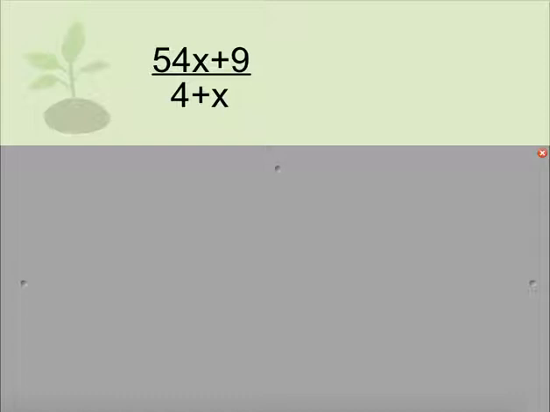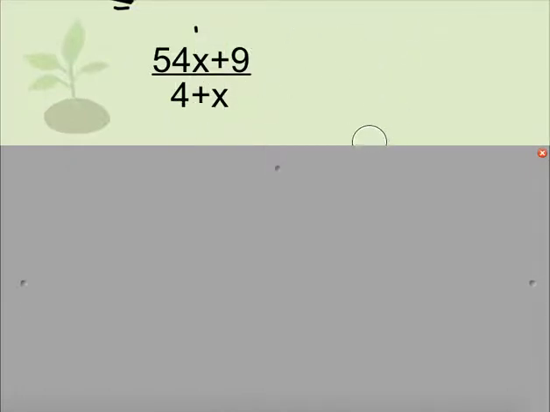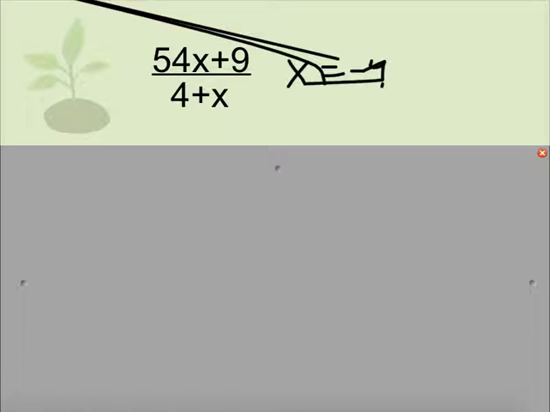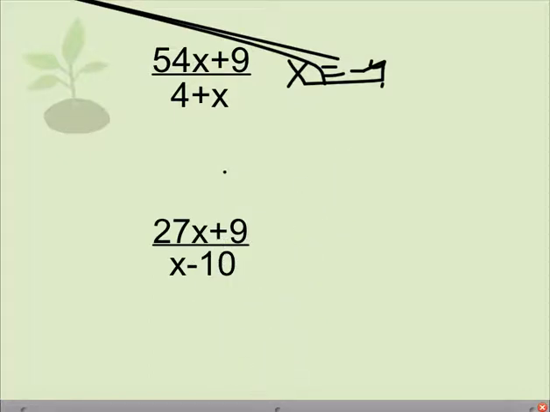For this one, we can't simplify anymore, and we say x cannot be negative 4, because that's what would make the denominator 0. Let me just erase a few things here. All right, so x cannot be negative 4. Next one. 27x plus 9 over x minus 10. Once again, we don't have any simplifying to do. These are all add-ins, but we could check to make sure.